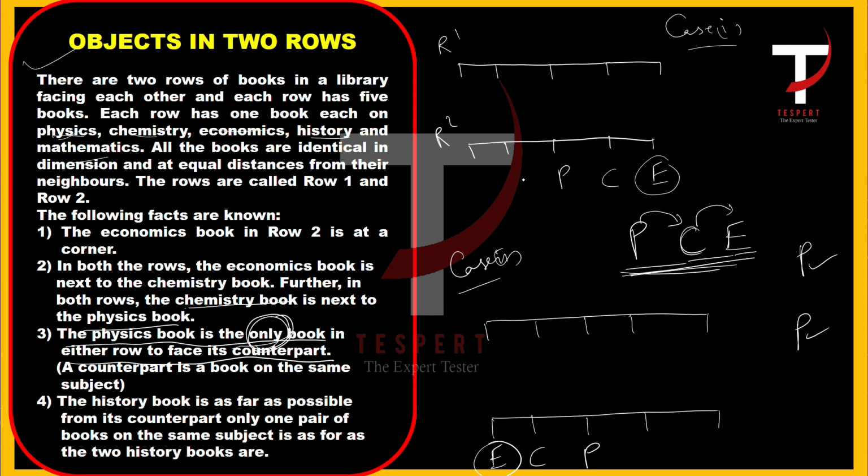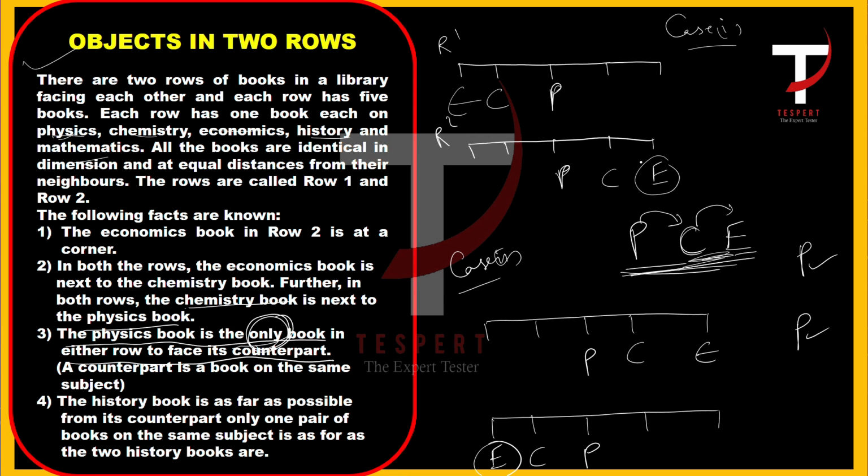So physics is here and it must be here now, and here physics is there, and remember this order: P, C and E. So here what is the order? P, C and E. Why didn't we place C and E here? If we had placed C and E, then C would also be a counterpart of C, and E would also be a counterpart of itself. So we didn't face C and E here, so we must face C and E here.